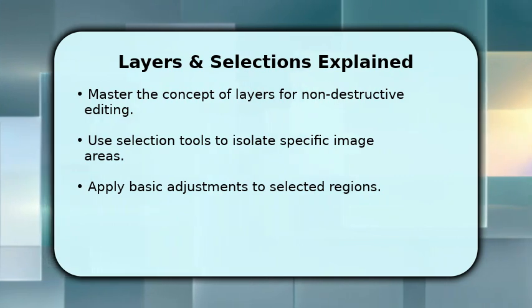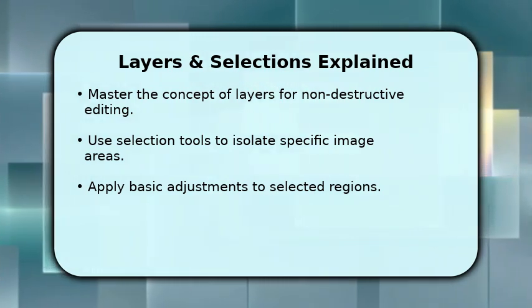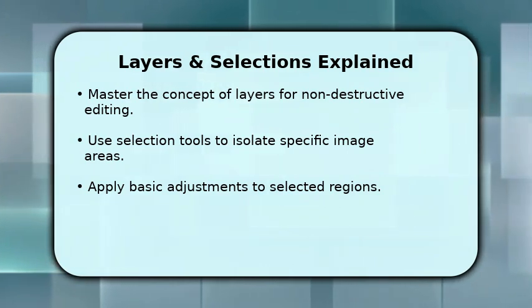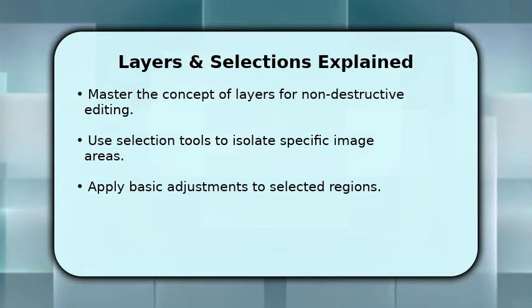Next, we'll explore selection tools like the marquee and lasso. These tools help you precisely isolate parts of your image, enabling targeted adjustments or modifications to specific areas, ensuring your edits are controlled and accurate.